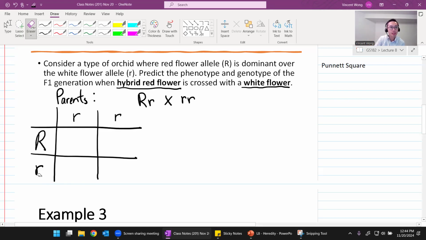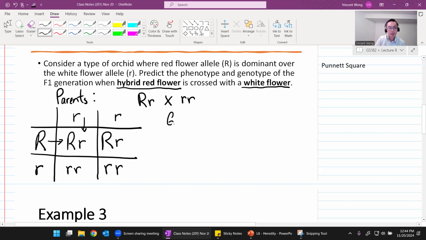Okay. Now, once you set up the table, it's just a matter of putting the letters together. So that's big R, small r. Always put the capital first. And then this one is small r, small r. Bring the big R over. Bring the small r down. Small r goes here. This small r goes down here. And that's the result.